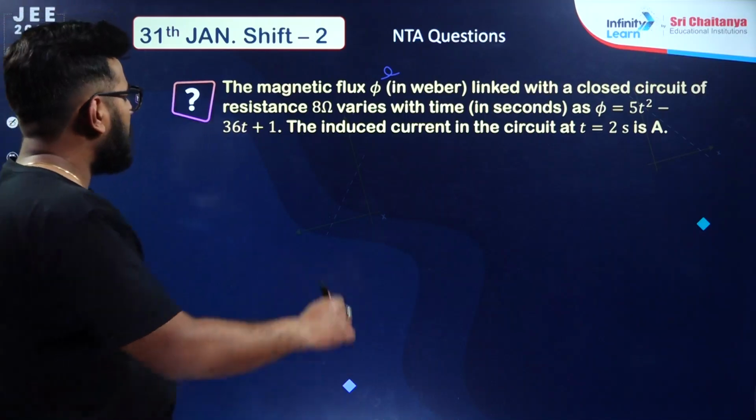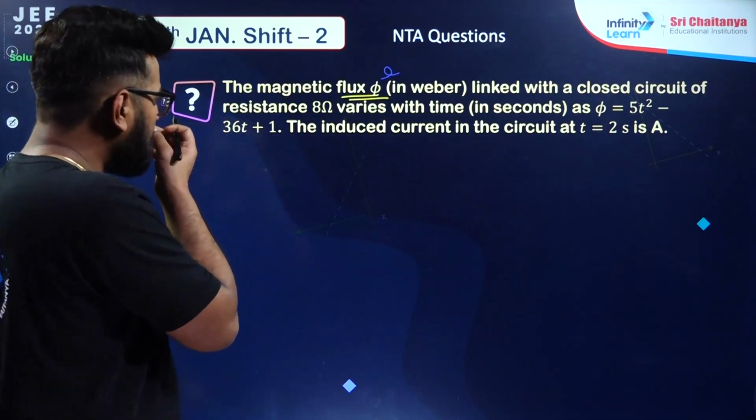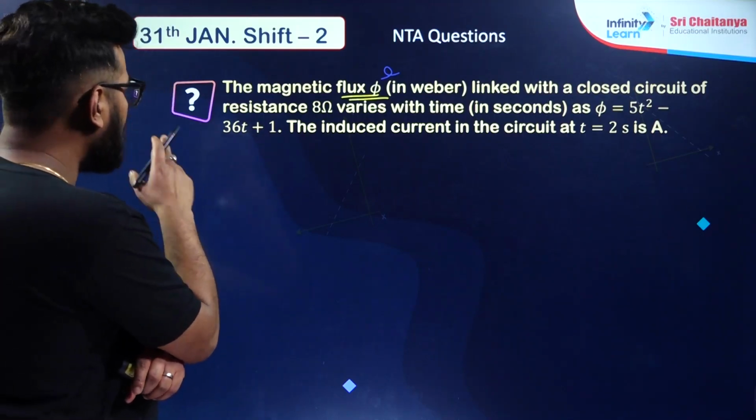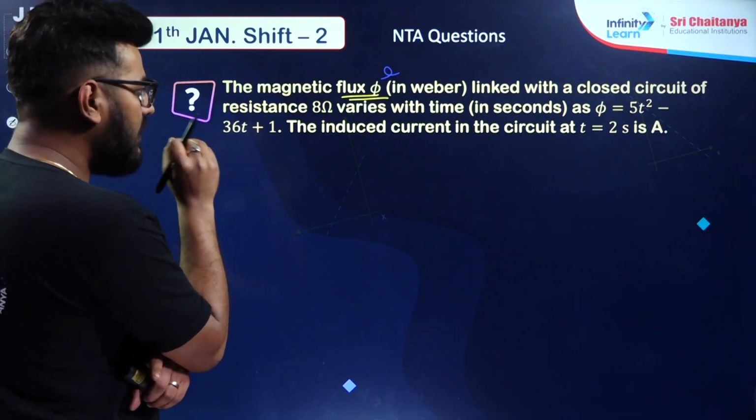Moving ahead for the next one: the magnetic flux phi linked with a closed circuit of resistance 8 ohm varies with time as phi is equal to 5t square minus 36t plus 1. The induced current in the circuit at t equals 2 s.